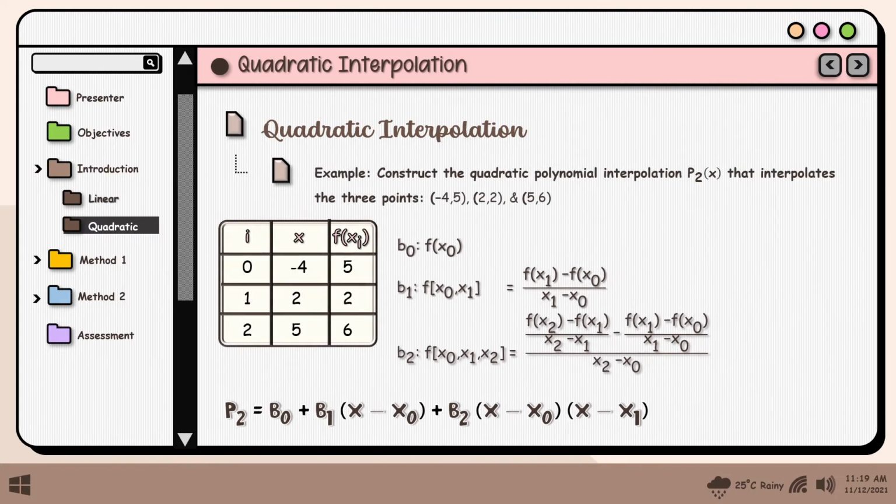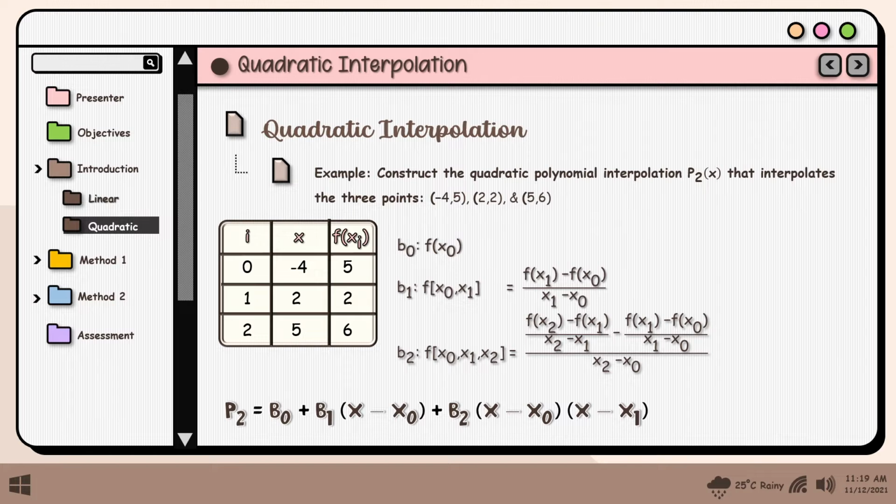I know this looks complicated, but I promise we will understand it even more through patterns and by applying it through different examples. An example just like this one. Let's construct a quadratic polynomial interpolation p sub 2 of x that interpolates the 3 points, -4, 5, 2, 2, and 5, 6. Inputting the given values all in one table, we have as shown in the presentation.